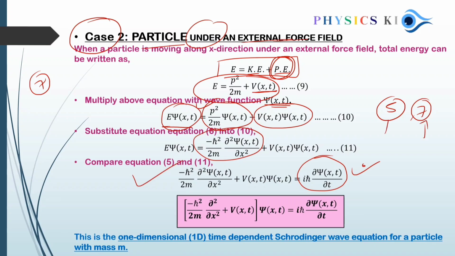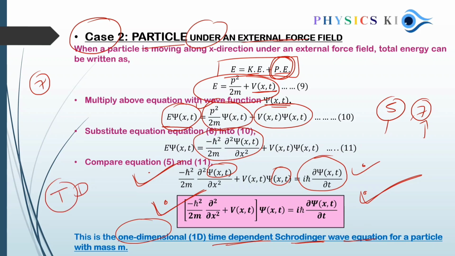So we got this equation, and in this equation psi is common, so you can write it like this. This is your last equation, the one-dimensional time-dependent Schrodinger wave equation. Whenever they ask you to derive the time-dependent Schrodinger equation, this is your answer. Remember: minus h cut square divided by 2m del square by del x square plus V of x,t, psi of x,t is equal to i h cut del psi by del t. This is your equation. Got the idea?